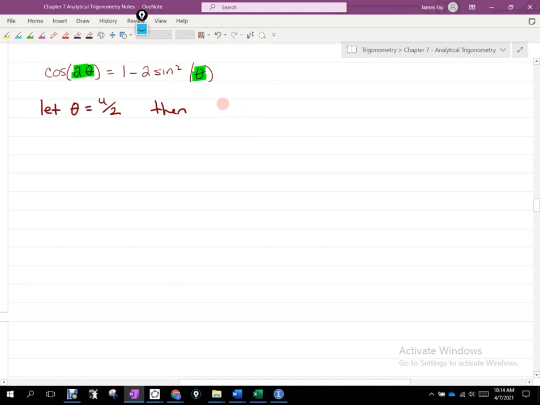Well, if I do that, then doesn't 2 theta become u over 2? Or sorry, I'm going to mess that up. 2 theta becomes u. Does that make sense? Okay. So if I go cosine 2 theta now is actually u. So I'm going to say cosine u equals 1 minus 2 sine squared of theta over 2.